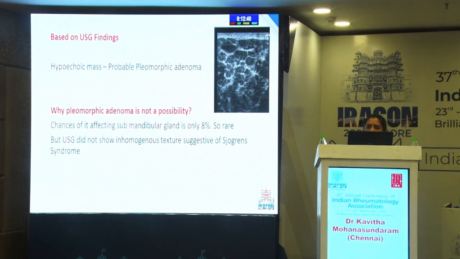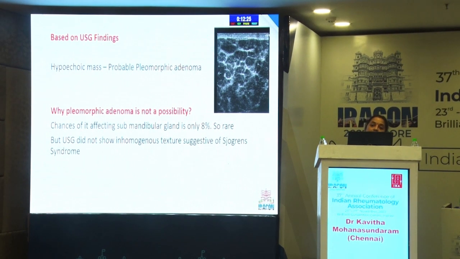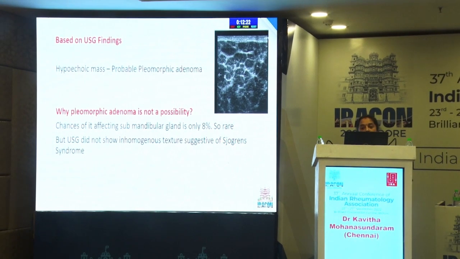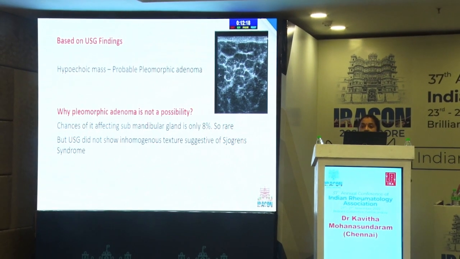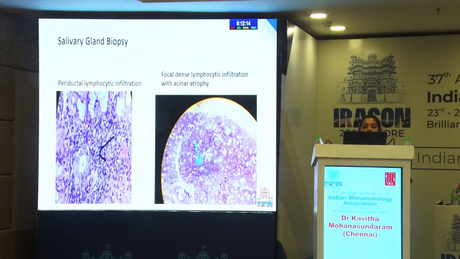But when it came to us, pleomorphic adenoma was not a possibility here because the percentage that it involves the submandibular gland is very low, only 8%. The ultrasound also did not confirm a possible diagnosis of Sjogren's, and the Sjogren's picture is usually an inhomogeneous texture if the parotid gland swelling is because of Sjogren's syndrome. So we proceeded with the minor salivary gland biopsy, lip biopsy.